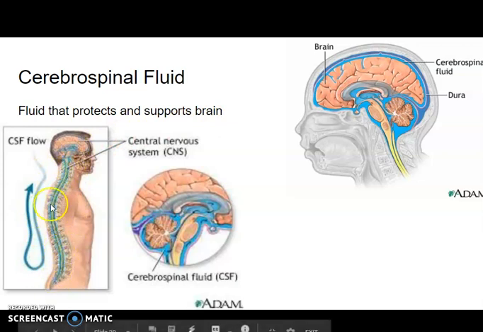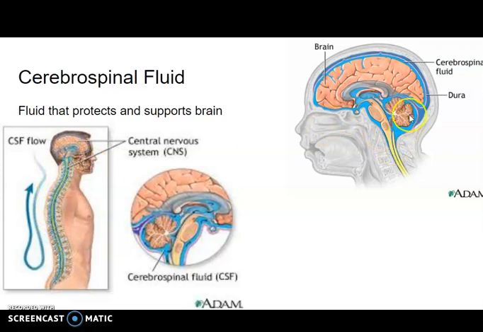Your cerebral spinal fluid covers all of this stuff around your spinal cord, oh my gosh, what is the name of that? Mr. Gresco's having a brain fart right now. Brainstem. There we go. Brainstem.